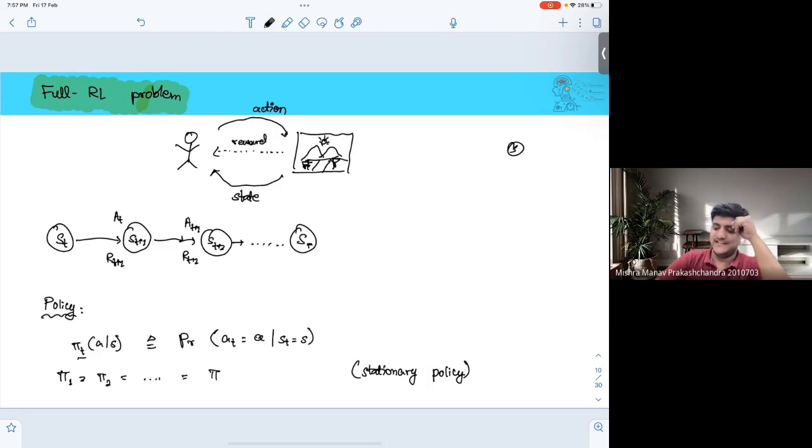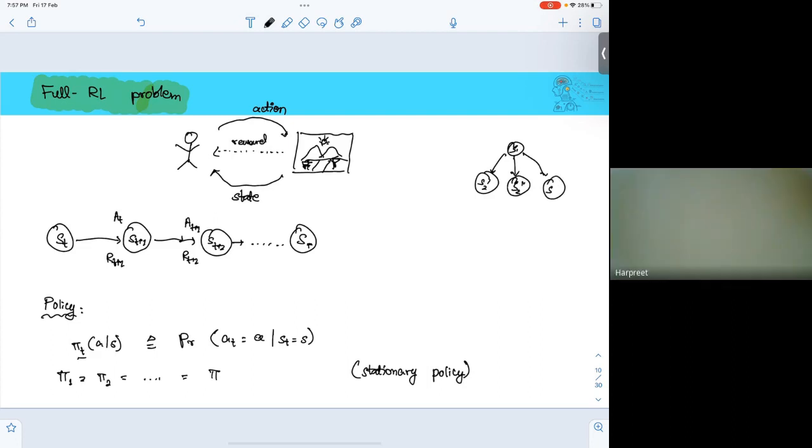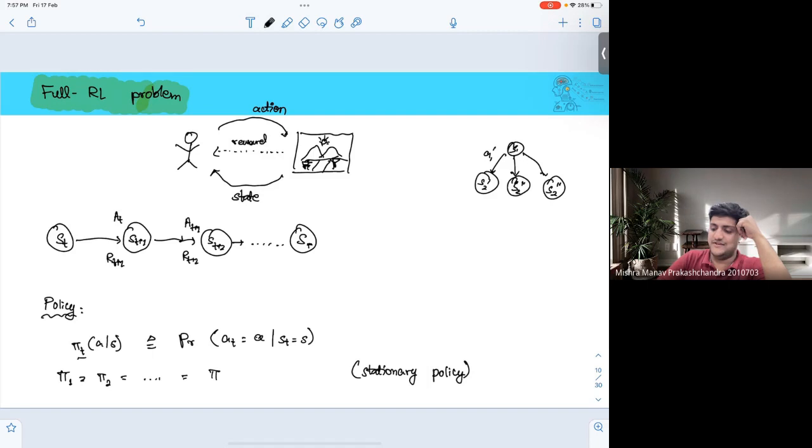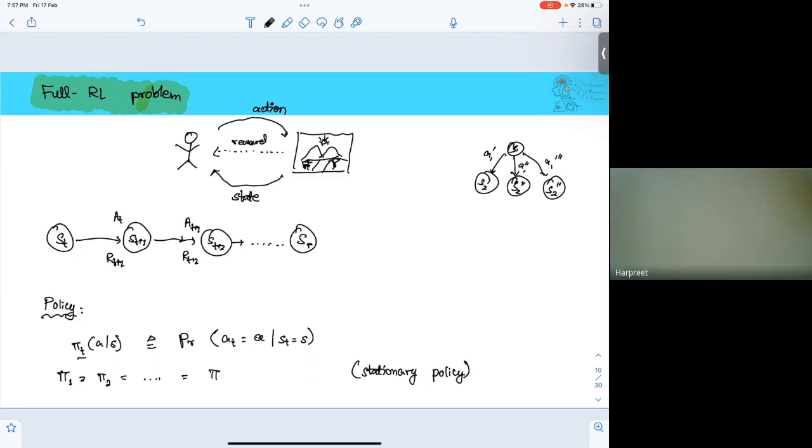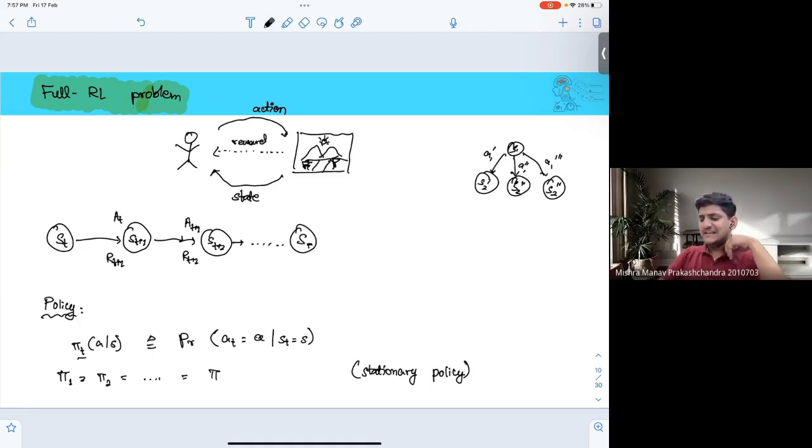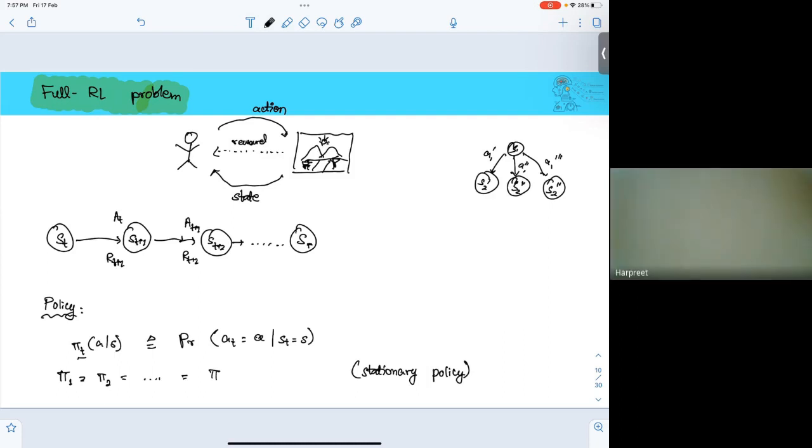Yes. So you have state S1. You can have three different actions. You can go to, let's say, state S2 prime, S2 double prime, S2 triple prime by taking action A1 prime, A1 double prime, and A1 triple prime. So this policy tells me if I'm at state S, what is the probability of me selecting action A1 prime, action A1 double prime, and action A1 triple prime. So that is a policy at state S1. The policy at state S2 could be entirely different. It could have only one action, for example.